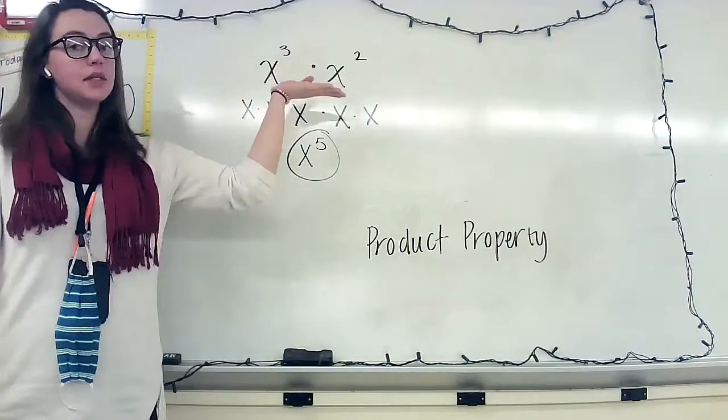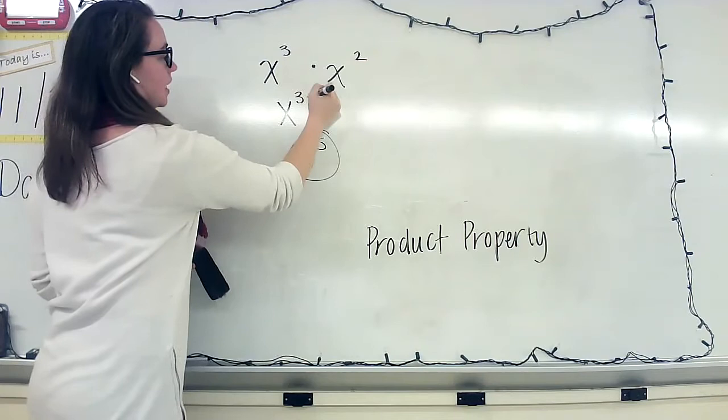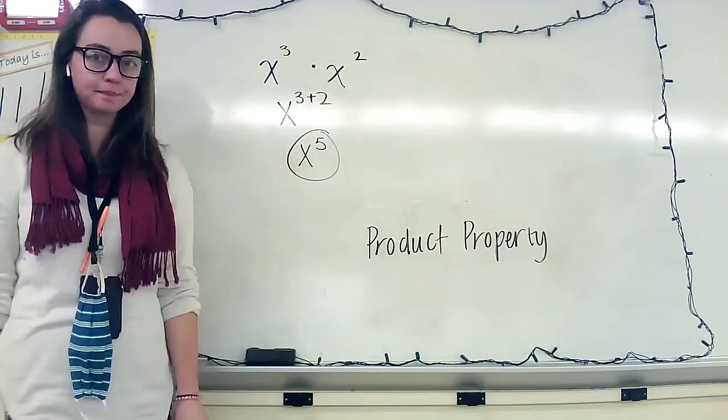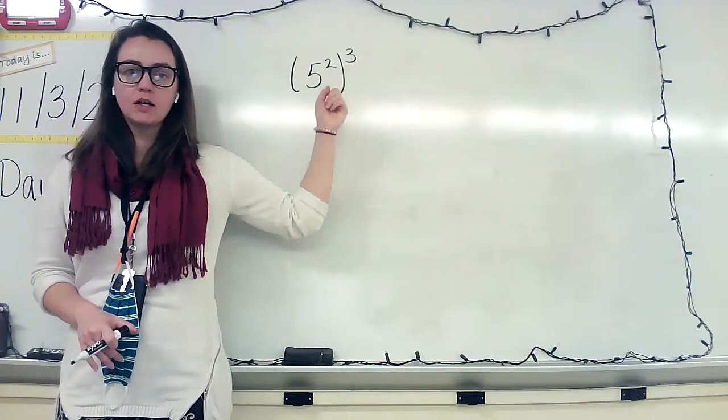And again, if you want to skip writing it all out, I'm just going to take my two exponents and add them together. 3 plus 2 is 5. This is the product property for exponents. The next property we're going to look at is when we have an exponent raised to an exponent. So I have 5 squared all to the third power.